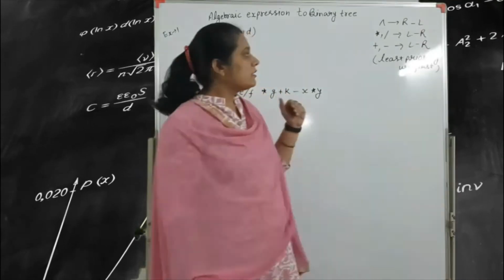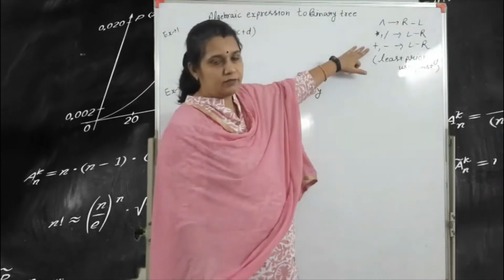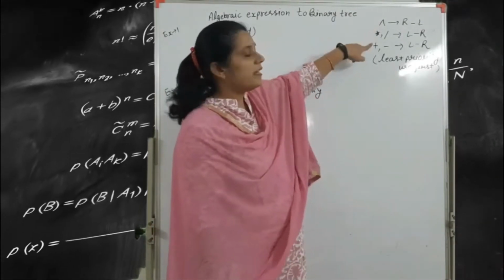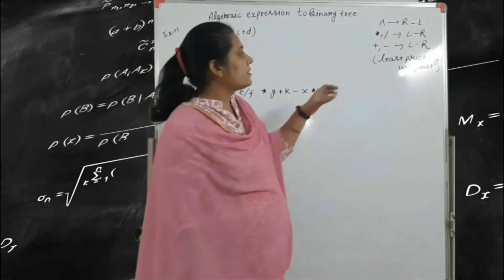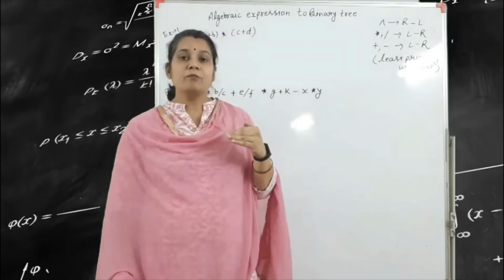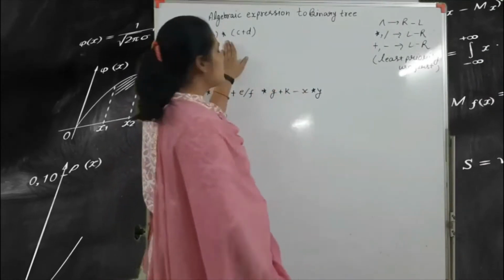Okay. And according to this, the least priority is this one, plus and minus sign. That means this is number one, number 2 and number 3. So least priority is what? Plus and minus sign. So always you start from the least priority point. Okay. So this is your first example.